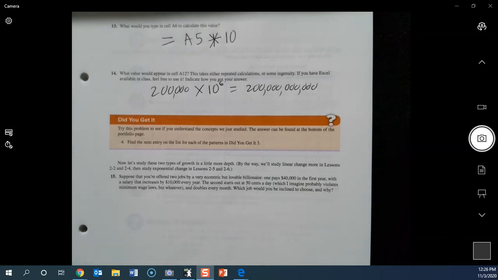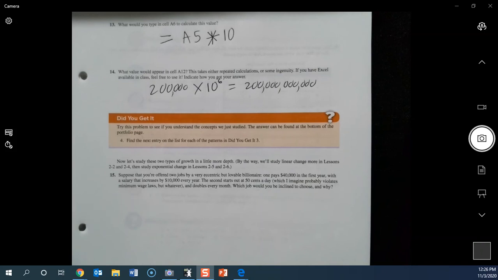Now, I would say this 50 cents a day. Let's just use a 30-day month. 50 cents a day, that'll be $15 for the whole month. And then it doubles. Then it'd be $30 and then double and be $60.